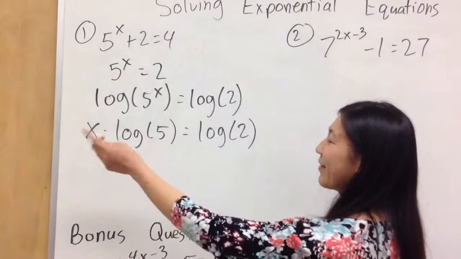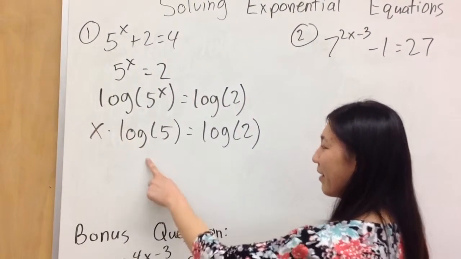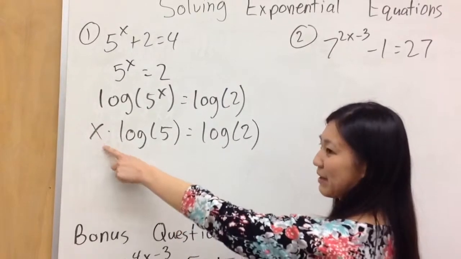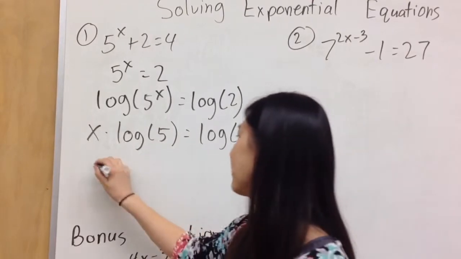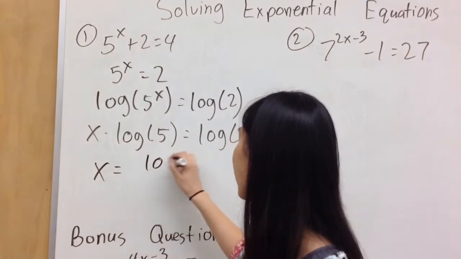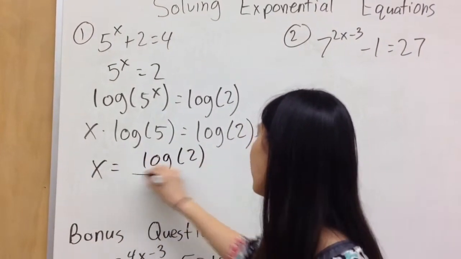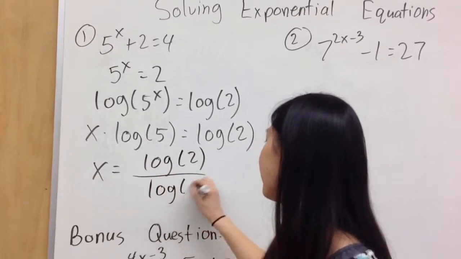Okay, anyway, we're going to divide by log of 5 on both sides so that we can get the x by itself, because right now they're multiplying. So we divide both sides by log of 5. So we get log of 2 over log of 5.